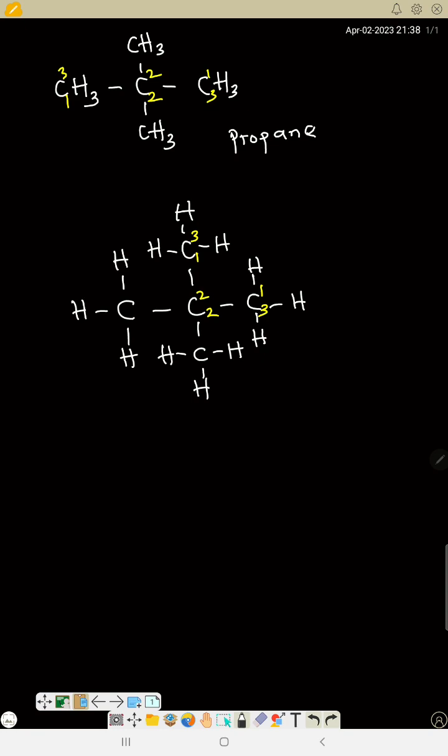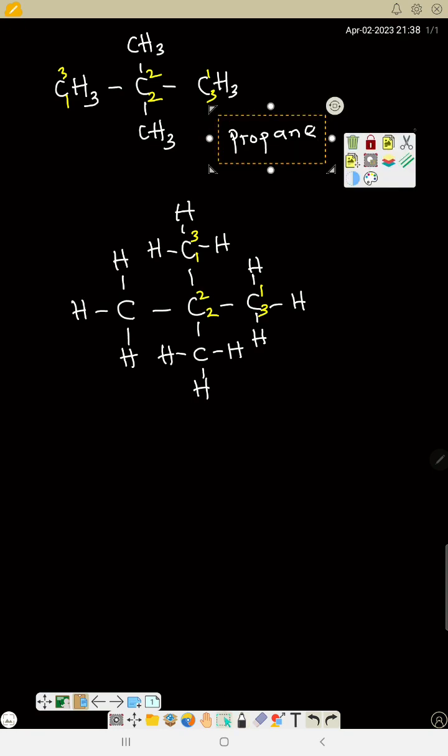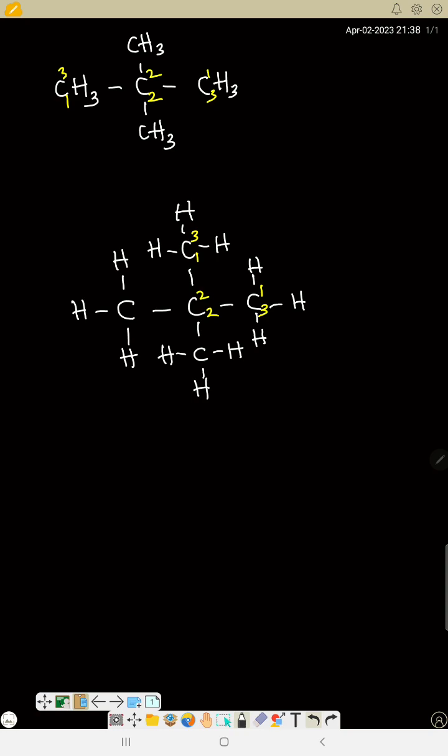So now this will be an attachment. The 2 attachments are on the 2nd carbon. That is called methyl. This is CH3, one short of hydrogen from methane. So how many of it do you have now? We have 2 methyl. Now what is their position? Their position is after 2 carbons. So we are going to say 2.